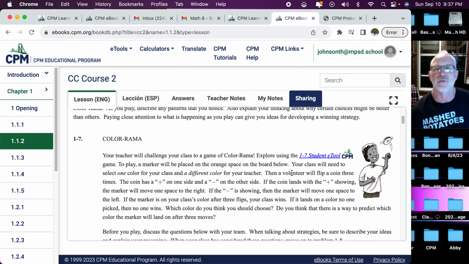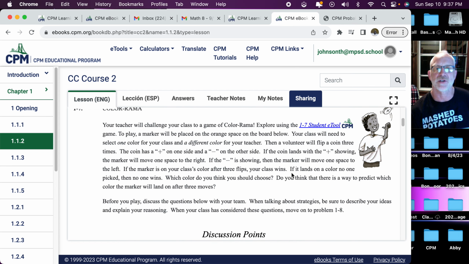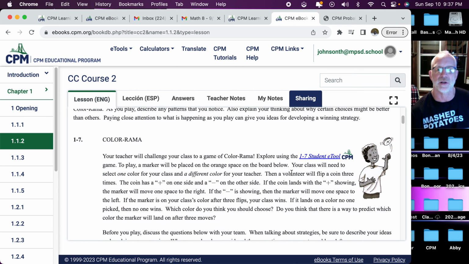And then the questions were before we started. It says your class will need to select one color for your class and a different color for your teacher. So you're going to play against me eventually, but we're going to do some things to lead up to that. Then a volunteer will flip a coin 3 times. The coin has a plus side and a minus side. If the coin lands with the plus, it goes to the right, minus to the left. If it lands on the color no one picked, no one wins. Which color do you think you should choose as a classroom? And is there a way to predict which color it will land on after 3 moves?